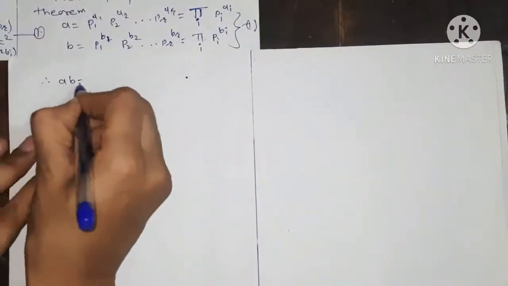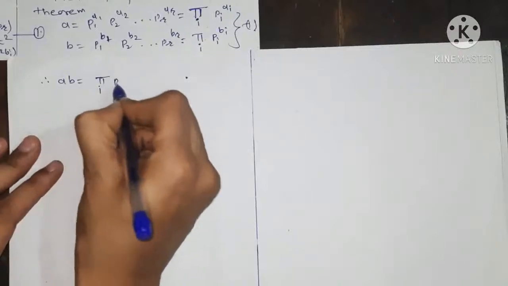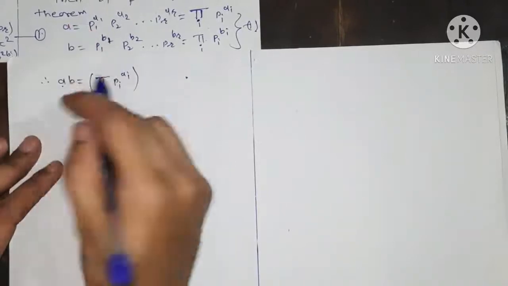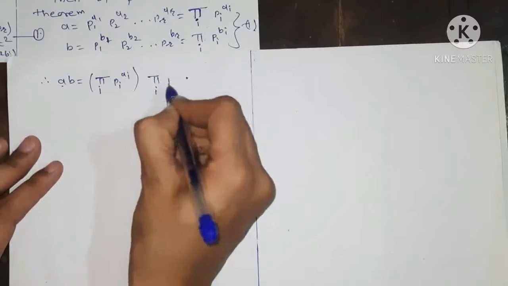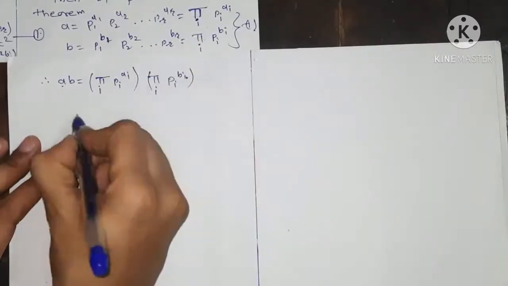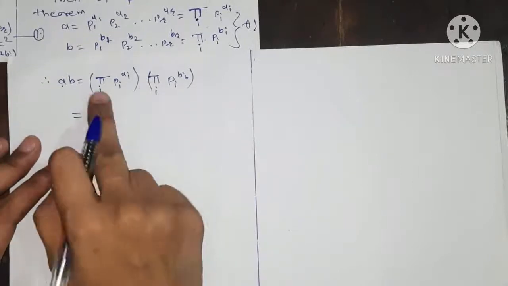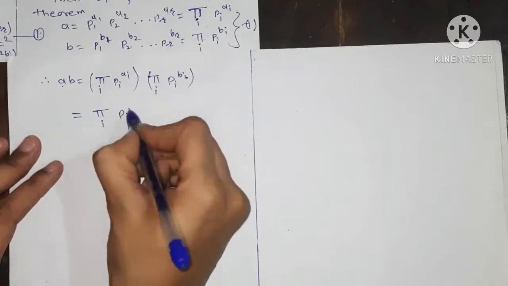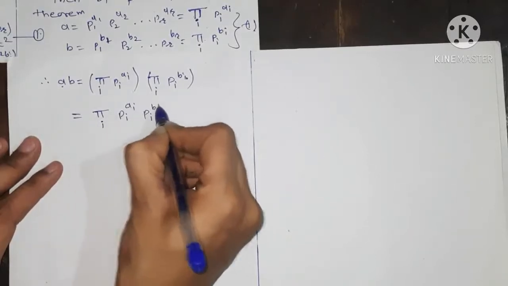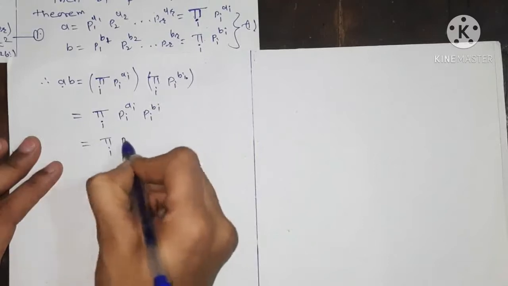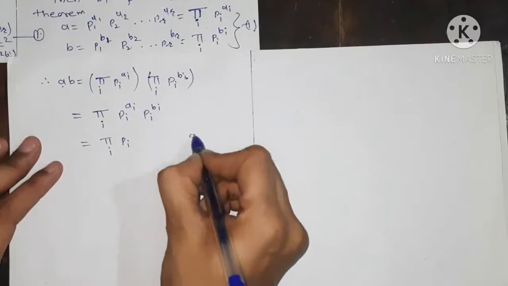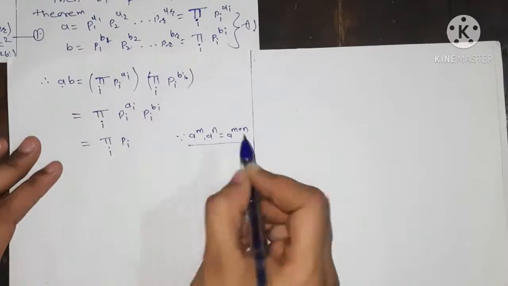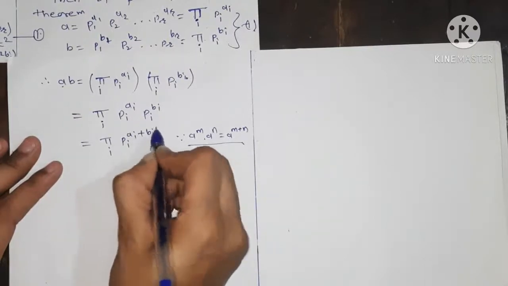Therefore AB is equal to the product over i of pi to the power ai, this is our number a, into b, which is the product over i of pi to the power bi. The product of these numbers is nothing but the product over i of pi to the power ai times pi to the power bi. Now this is the same as a to the power m into a to the power n equals a to the power m plus n. By using this property we have pi to the power ai plus bi.